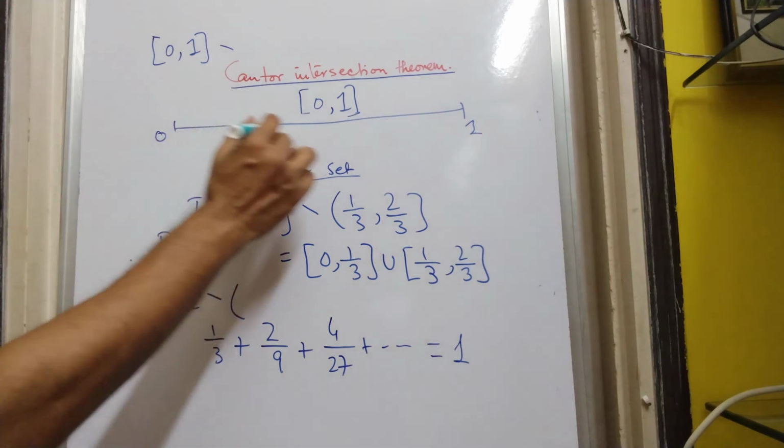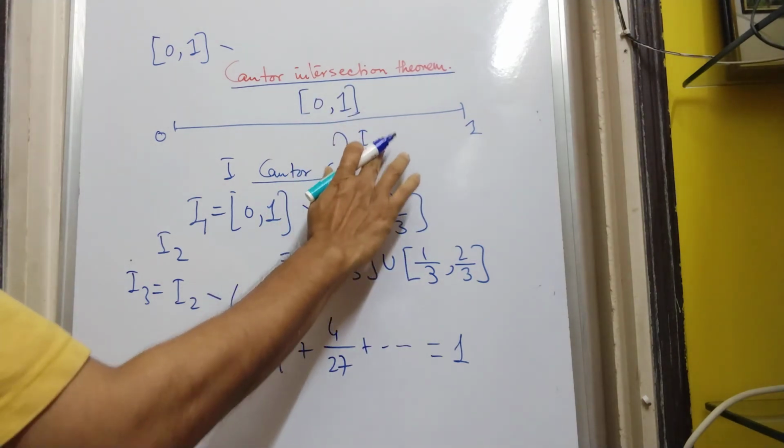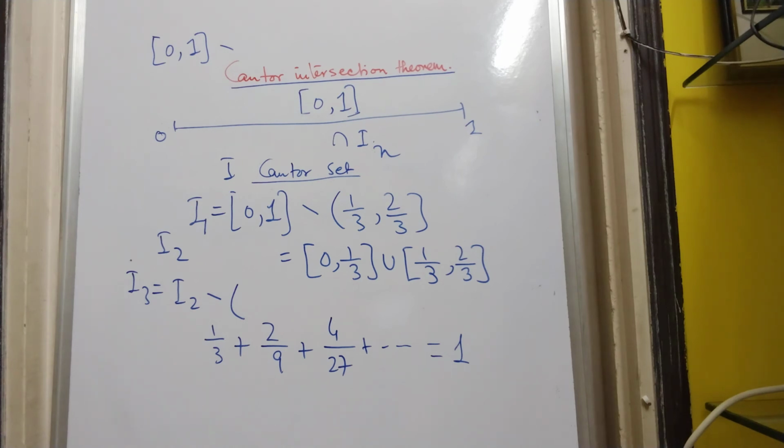And if we take the intersection of this Ik, or rather In, which are this type of I1, I2, I3, then what are the points we have? This is a very rich structure. I just give a basic idea of this.